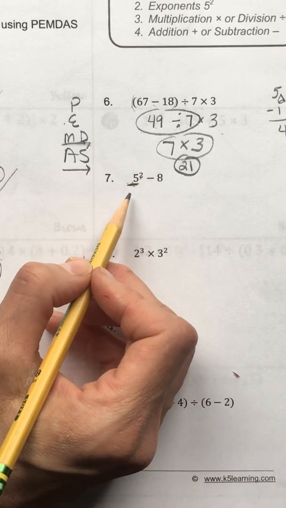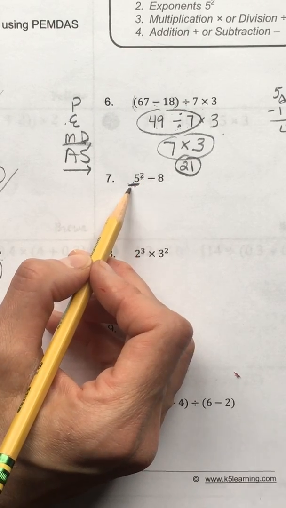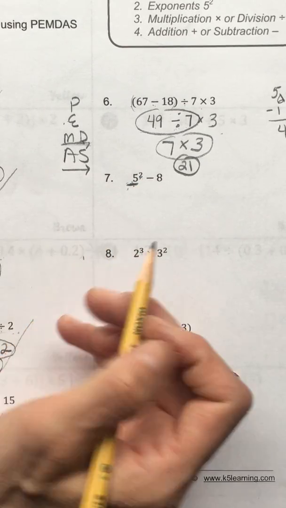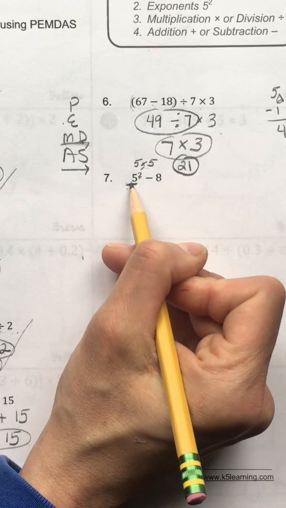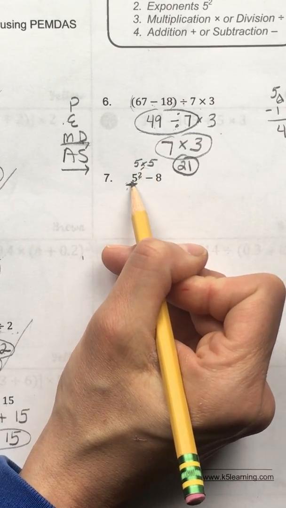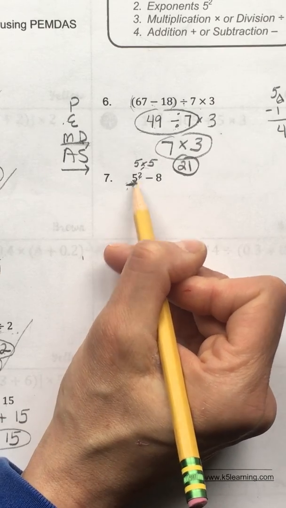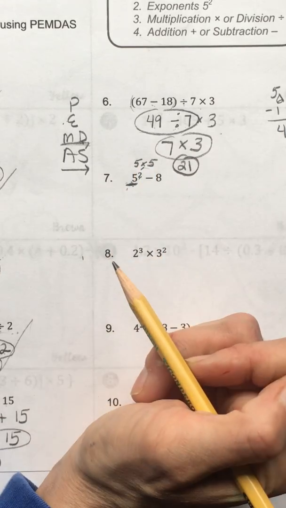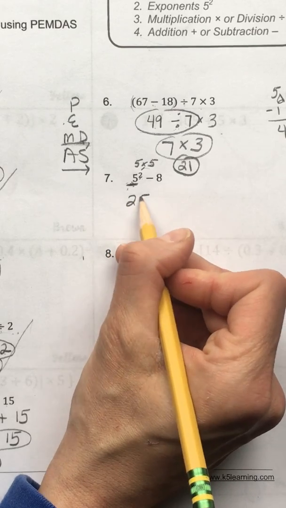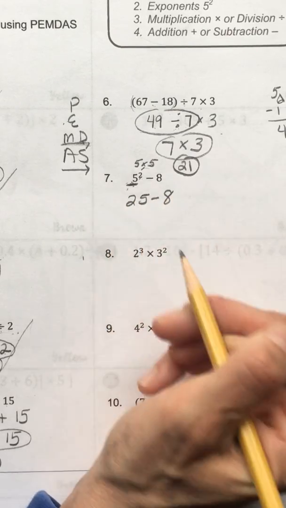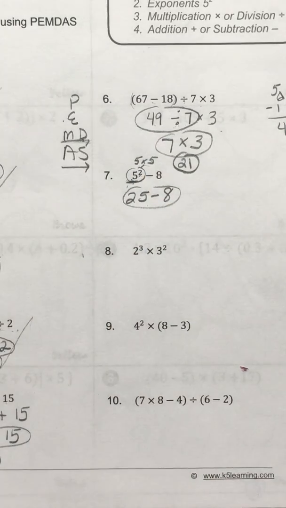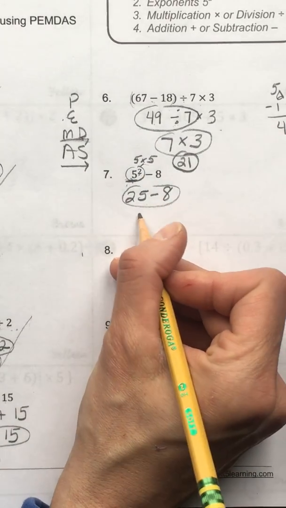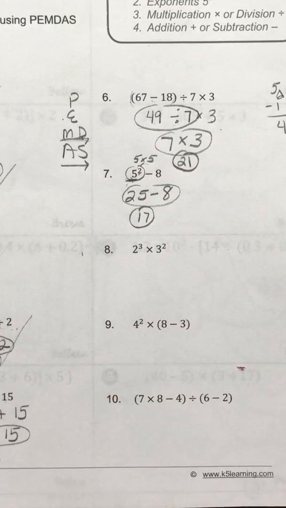So 5 to the second power does not mean 5 times 2. 5 to the second power means 5 times 5. It's my base number of 5 multiplied times itself 2 times. So 5 times 5 is 25. Take away 8. That was my first step, and my next step is subtraction, and I get to 17.